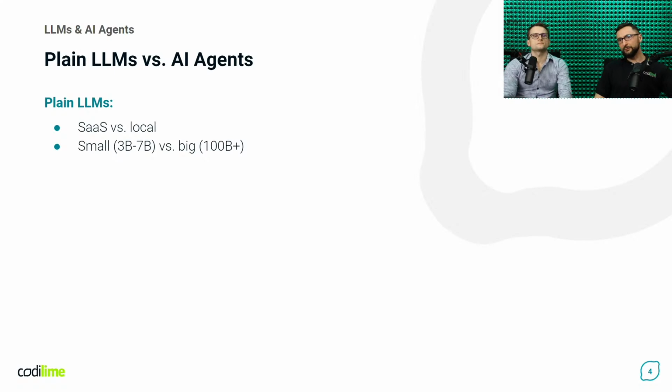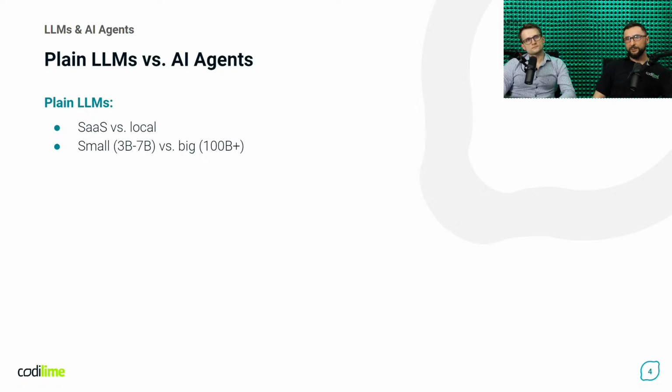To have a fruitful conversation, let me start with agreeing on the basic vocabulary. SaaS versus local, small versus big. SaaS LLMs are pretty much a paid offering in the form of an API, like OpenAI or Anthropic, whereas local models are those which you can download on your own machine and play with. With small and big, that's the distinction I'm making. By small, I mean 3 to 7 billion parameters, usually handling a specific task, whereas the bigger ones, 100 billion plus, are used for more generic cases.